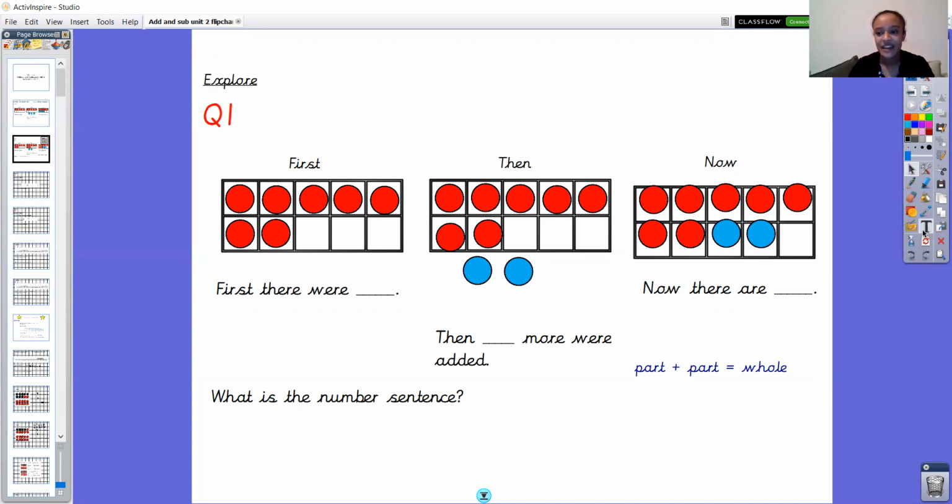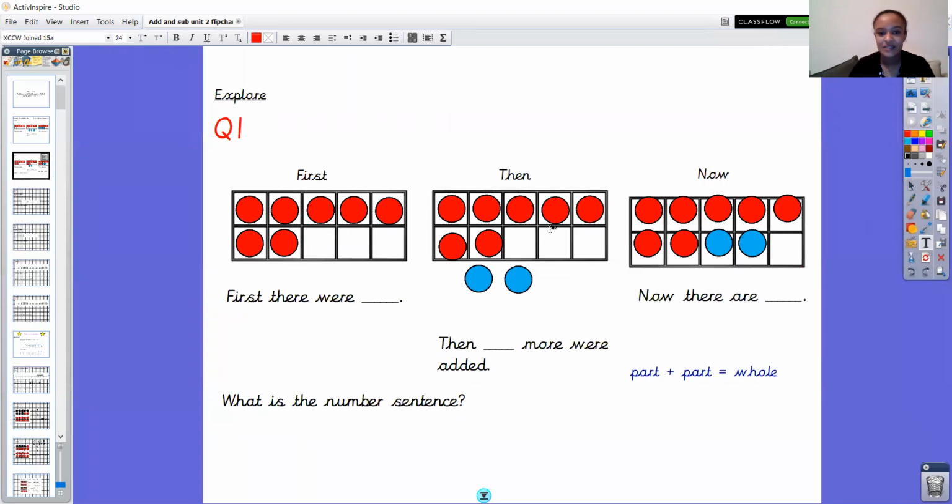Brilliant. Okay, so hopefully you have counted those first counters. Let's count them together. 1, 2, 3, 4, 5, 6, 7. So first there were 7. Then something more were added. How many blue ones have we got? We've got 2 blue ones. Then 2 more were added.